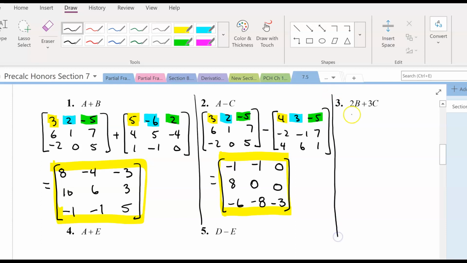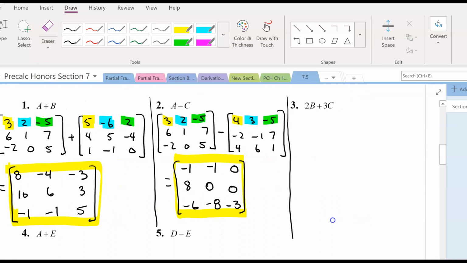Moving on to the next one, we have 2B plus 3C. So this is just a scalar here, so I'm going to double B. I'm going to take matrix B and I'm going to double it. So 2B is going to be 10, negative 12, and 4. And then the next row, we'll double all the entries in that row. It's going to be 8, 10, and negative 8. And then the last row, 2, negative 2, and 0. So that's 2 times B.